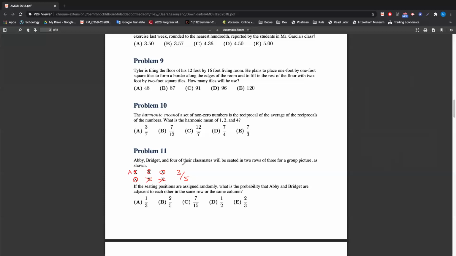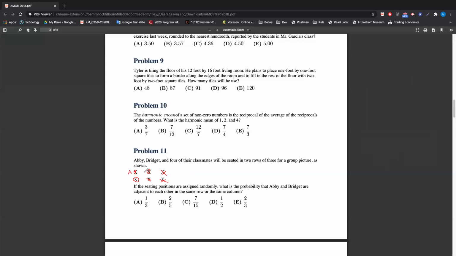Oh, my bad. That's my bad. Obviously, this doesn't count, right? Whoops. This doesn't count. Yeah. Adjacent has to be right next to each other, right? I just read it as same row or same column. So I gotta read the problem.